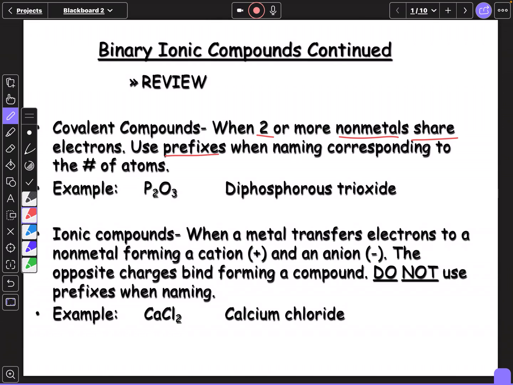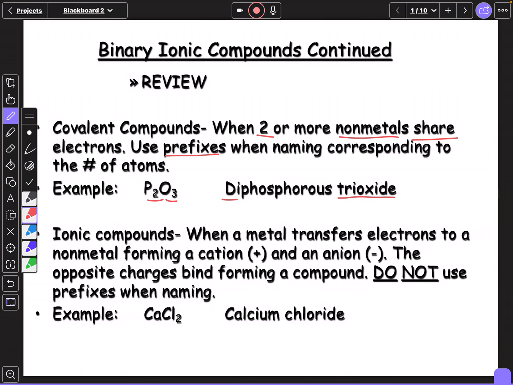1 is mono, 2 is di, 3 is tri, 4 is tetra, 5 is penta, 6 is hexa, 7 is hepta, 8 is octa, 9 is nona, and 10 is deca. They tell us the number of atoms that we write as subscripts. So this first one, if I was going to name that, is 2 P, phosphorus, so diphosphorus. And then 3 oxygen atoms would be trioxide.